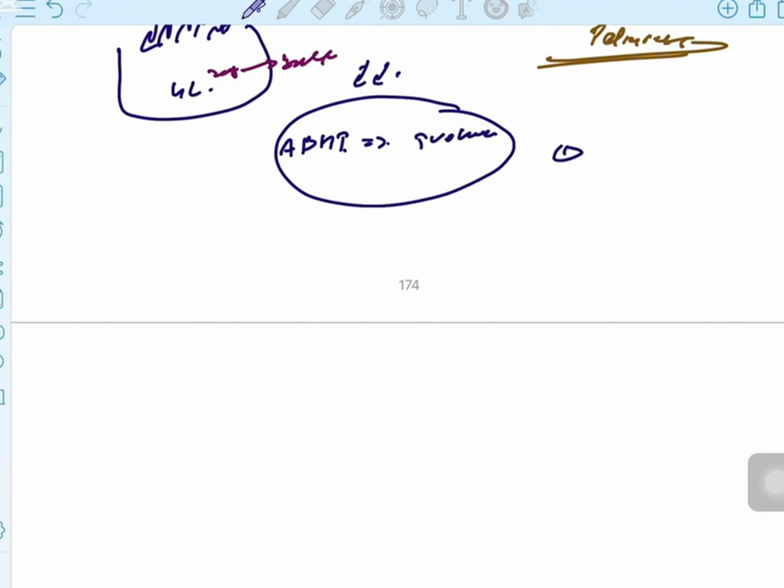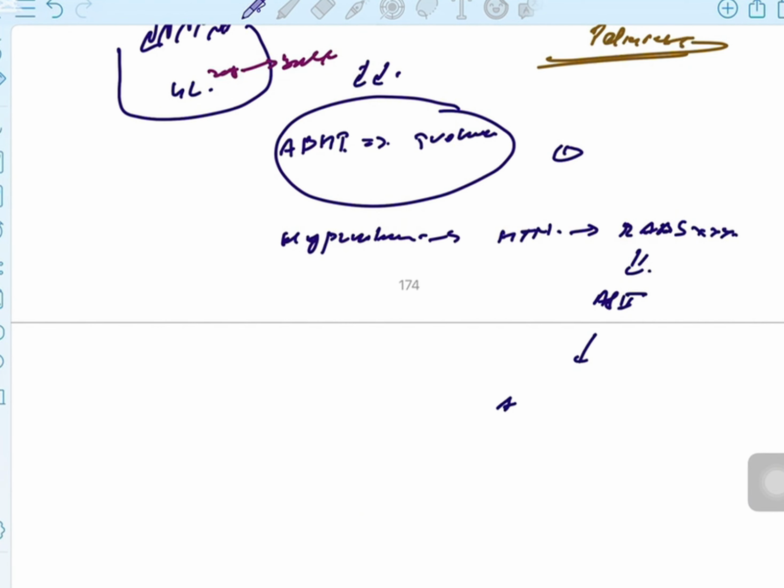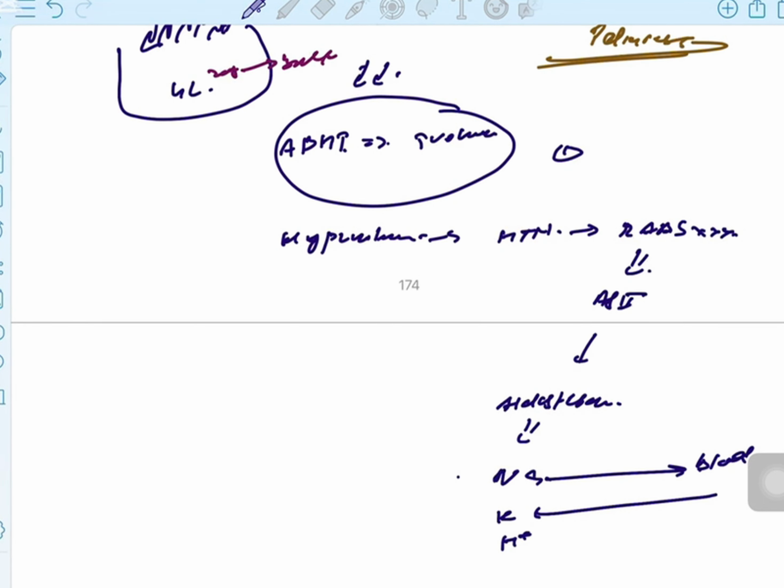Number 2, guys, you have to understand this. In a patient with hypervolemia, we see hypertension. In hypertension, the RAS mechanism is basically inhibited and is not going to work. What does the RAS mechanism do? It causes the activation of angiotensin 2. Angiotensin 2 causes the activation of aldosterone, the main important hormone which reabsorbs sodium into the blood. With the help of aldosterone, sodium goes into the blood, and potassium and H plus go into the urine.